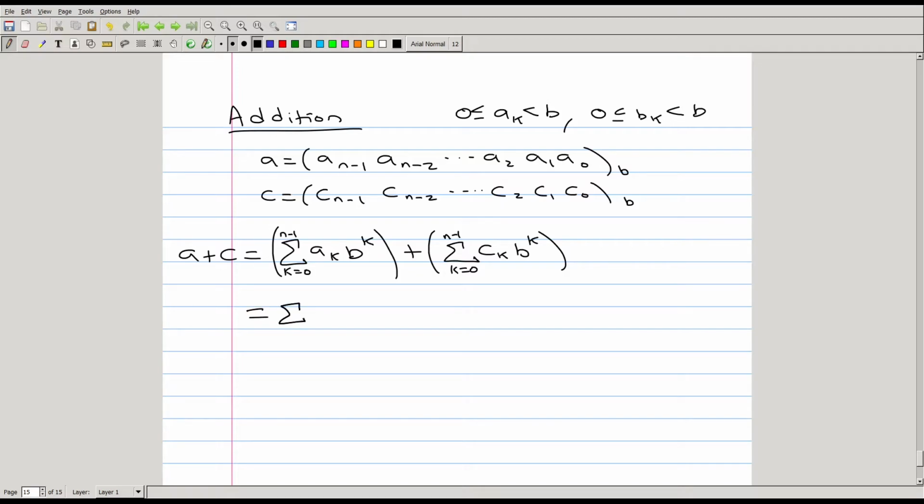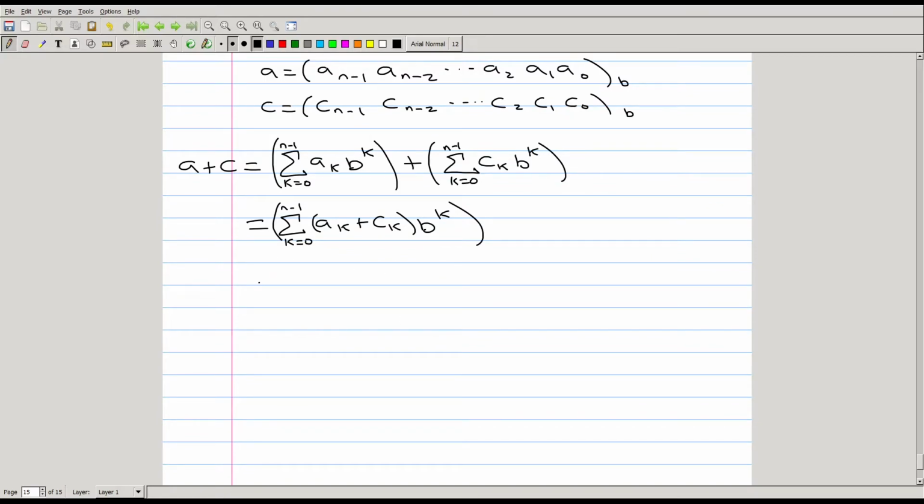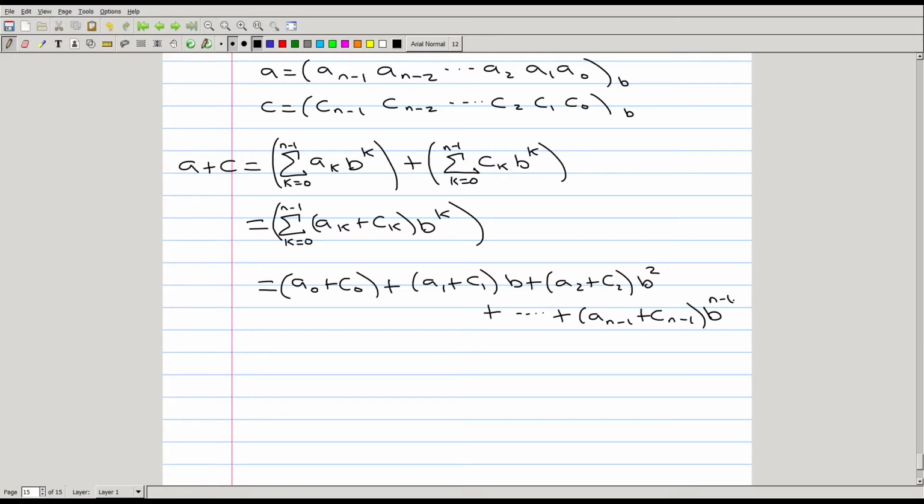So from the rules for adding finite sums, this is going to be the same thing as the sum of (A_k plus C_k) times B to the k, summed from k equals 0 to n minus 1, which is A naught plus C naught, plus A1 plus C1 times B to the 1, plus A2 plus C2 times B squared, all the way up to and including the term A_{n-1} plus C_{n-1} times B to the power n minus 1.